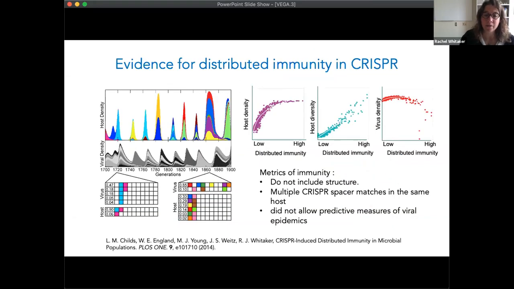And our initial look at this described some metrics for immunity that would stabilize populations, that would increase host density and diversity and decrease viral diversity, leading to stochastic virus extinction. And those were based on the level of diversity in a host population. So we described the difference between a monoclonal population, where there's a dominance of a single match to a virus, and a distributed immunity polyclonal population, where there are lots of different matches in the host to the same virus. And we predicted, and showed, that the ones with distributed immunity, with lots of different matches to the same virus, would be more stable and would lead to virus extinction.